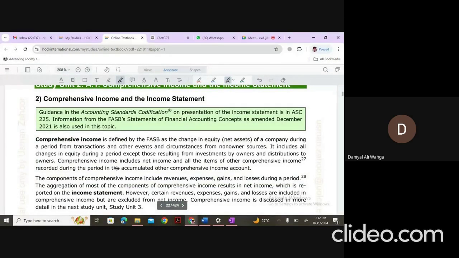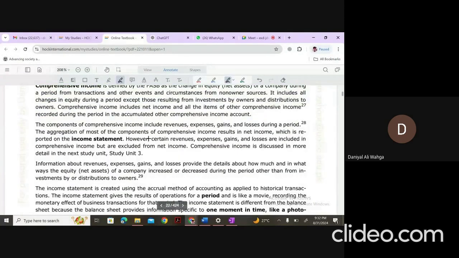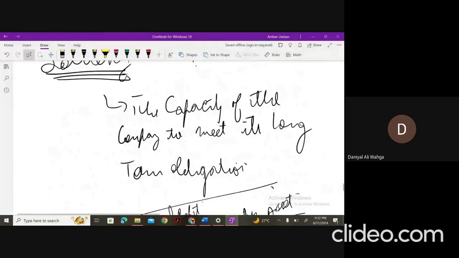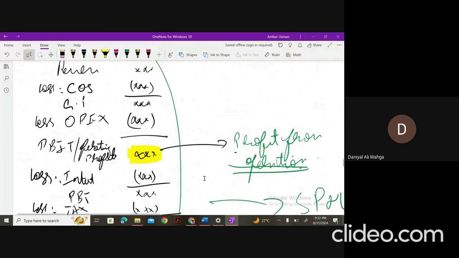What is an income statement? We have already discussed this. This is a comprehensive income and income statement. It defines the same things which we have already discussed here in our one note.